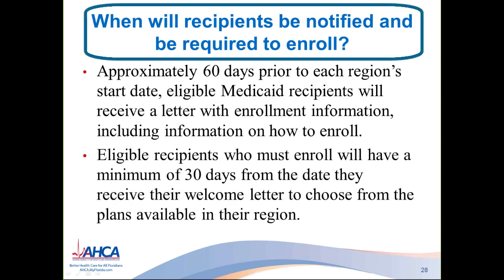Now, along with rolling out, obviously, we want our recipients to know and be able to make an intelligent plan choice and a choice of plans that will best meet their needs. So approximately 60 days prior to each region start date, eligible Medicaid recipients will receive a letter with enrollment information, including information on how to enroll in the plan. Eligible recipients who must enroll, these are the ones who are mandatory for managed care, will have a minimum of 30 days from the date they receive their welcome letter to choose from the plans that are available in their region. So they'll get a notice at least 60 days in advance, and they will have at least 30 days to make a choice.